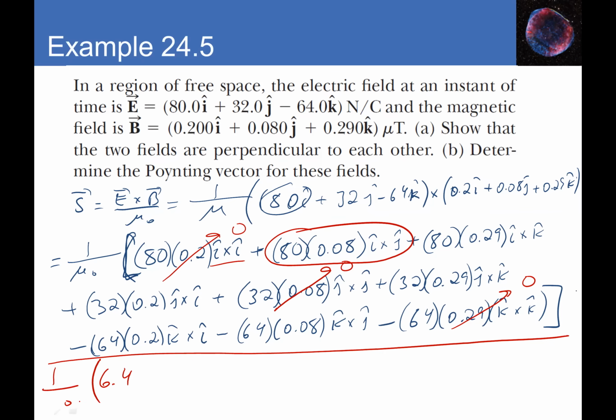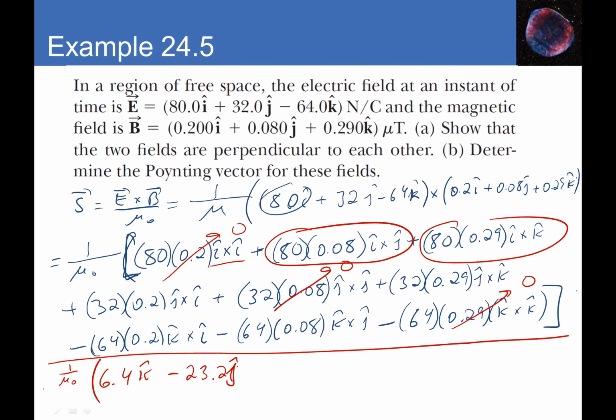All right, so it doesn't want to write on that. Let me do it like that. So 6.4 k hat, because i hat cross j hat is k hat. Then the second term, 80 times 0.29. So that's going to give me 23.2. But i hat cross k hat is actually negative j hat. So it gives me negative j hat.